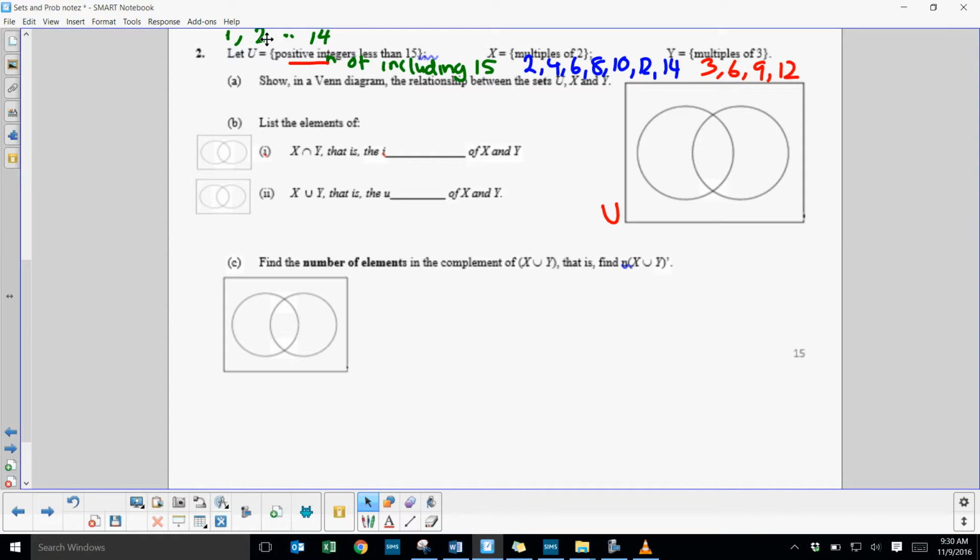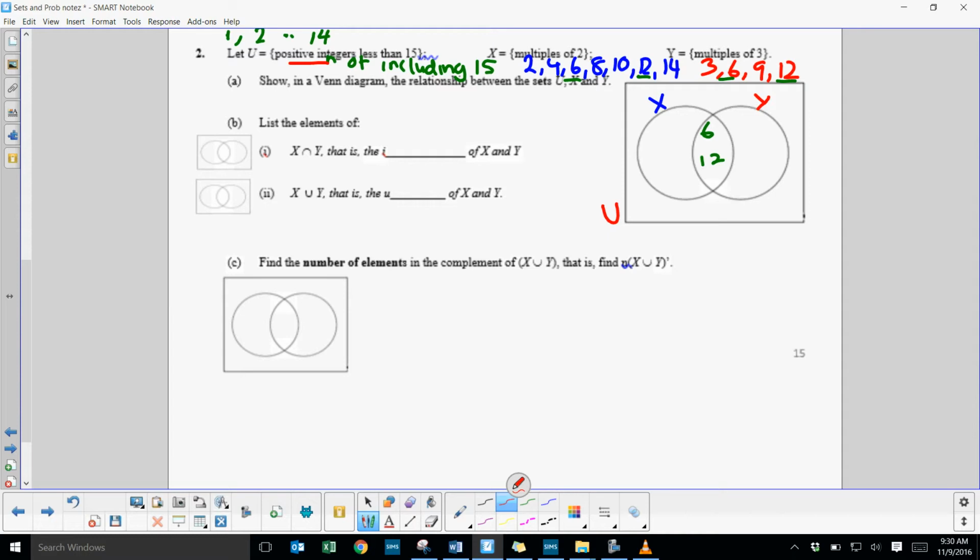So what numbers happen to be both multiples of 3 and multiples of 2, and they're less than 15? So the answer to that would be 6, because you've got 6 in both of them. So 6 goes into the intersect, and so does 12. So 6 and 12 are part of the intersect. I probably also need to label my sets. So let's label X, and let's label the other one Y. That's probably important.